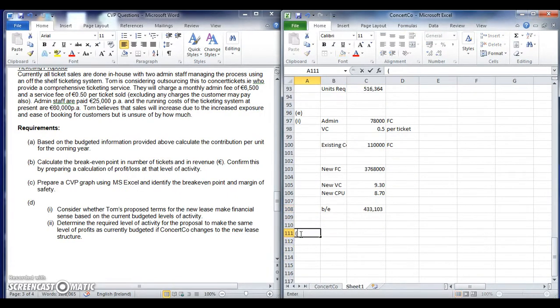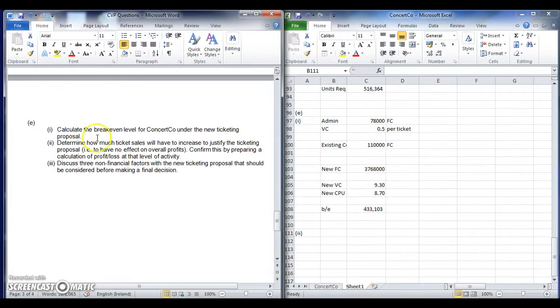And the second part of that question is, how much do sales actually have to increase to justify this proposal? So yes, there's an additional cost and the break-even goes up. How much do you have to increase the level of activity, i.e. sales, before the currently budgeted level of profits is the same? How much will ticket sales have to increase to justify this proposal? So no effect on overall profits.